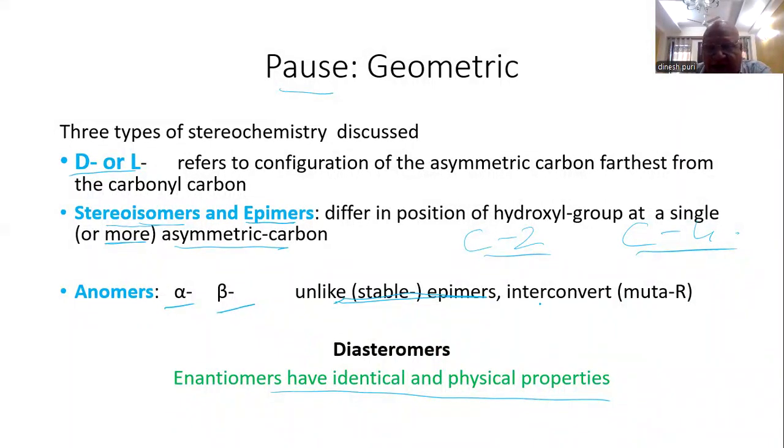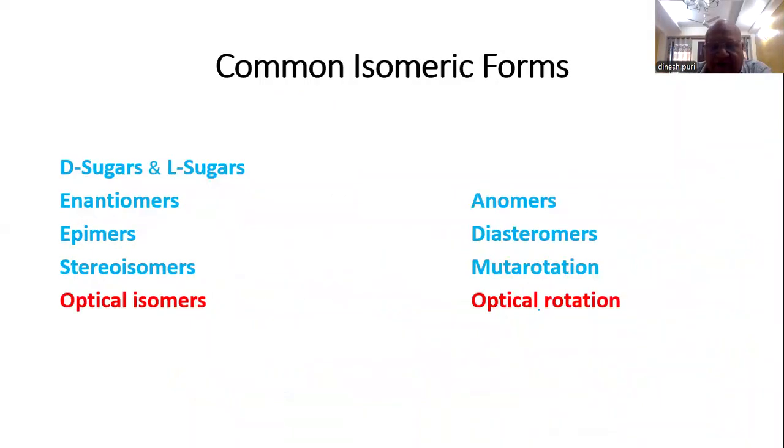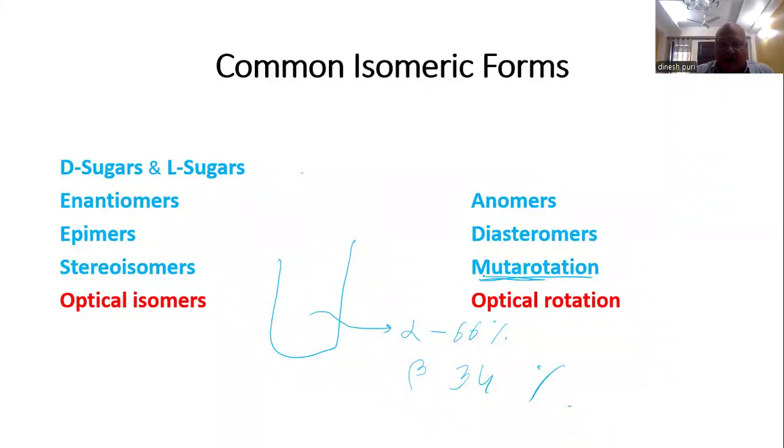But anomers interconvert. Alpha and beta, the two forms we saw, interconvert into each other, if there is equilibrium. That interconversion is called mutarotation. Supposing you take only the alpha form in a beaker, gradually in 2 to 3 hours some portion of alpha will be converted to beta. So about 66% alpha will remain and 34% beta, but don't be obsessed about these figures. This is called mutarotation, interconversion of alpha and beta form.